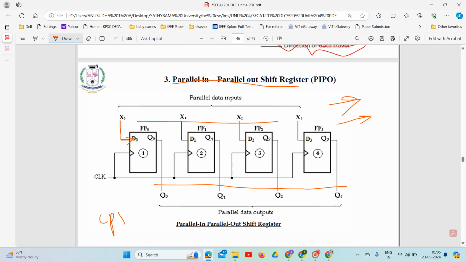Once it receives the data, at the receiver side we will get the result parallelly. So we are feeding the data parallelly, right? We are feeding the data parallelly at a clock pulse and we are receiving the data parallelly at a time. Okay, so we call this a parallel input parallel output shift register.